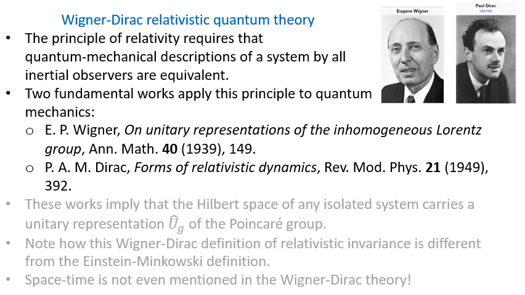Wigner's work set up the basic requirements for a relativistic quantum theory, and he described in detail how to apply this principle to simplest quantum systems, elementary particles. Dirac extended these ideas to multi-particle systems and explained what it means for an interaction to be relativistic. These works showed clearly that the Hilbert space of any relativistic quantum theory must carry a unitary representation of the Poincaré group. The Poincaré group is the most fundamental object in relativity because this is the group whose elements are transformations between different inertial observers.